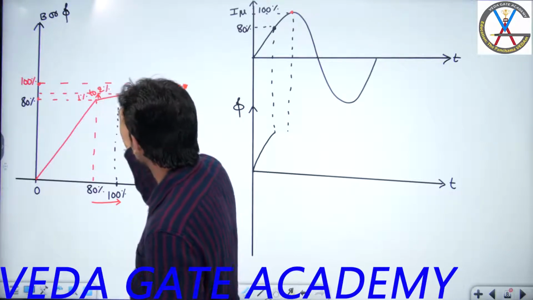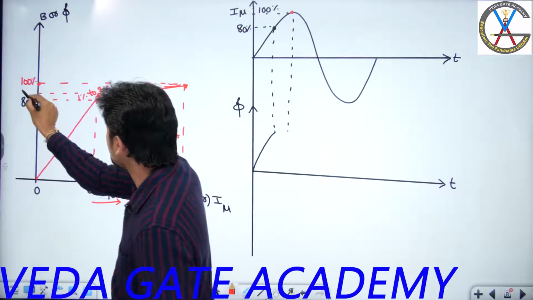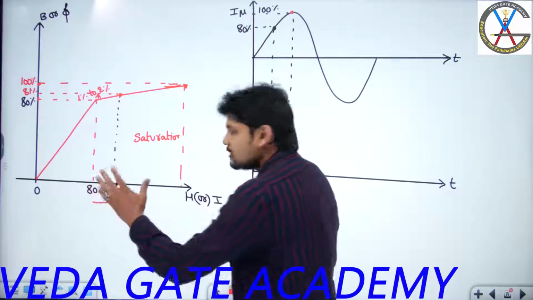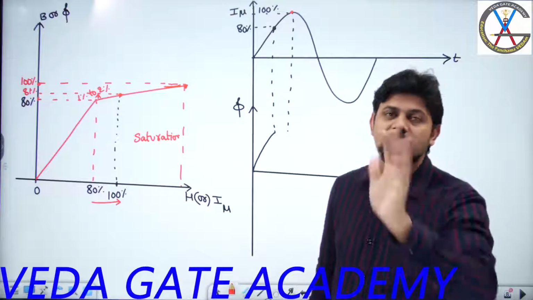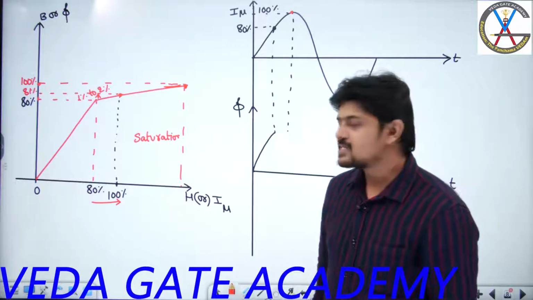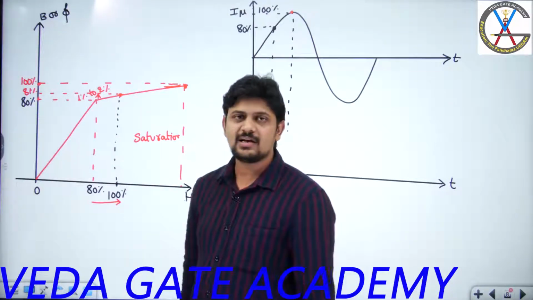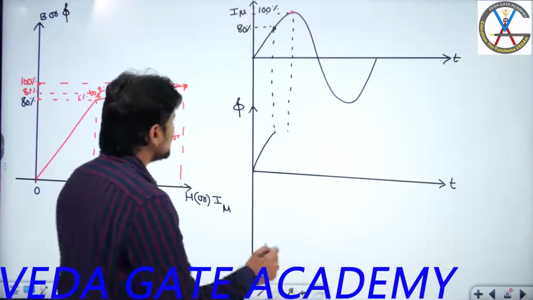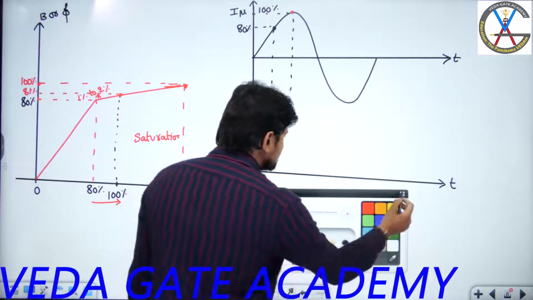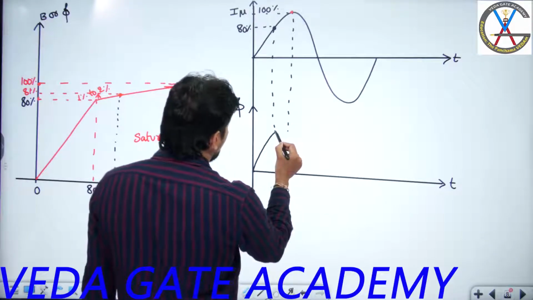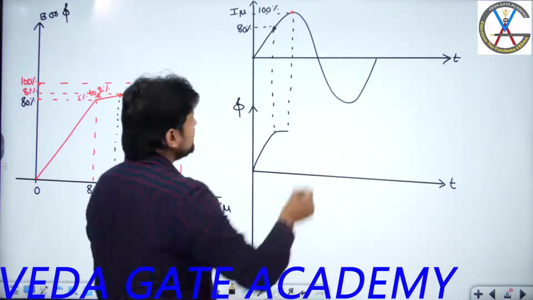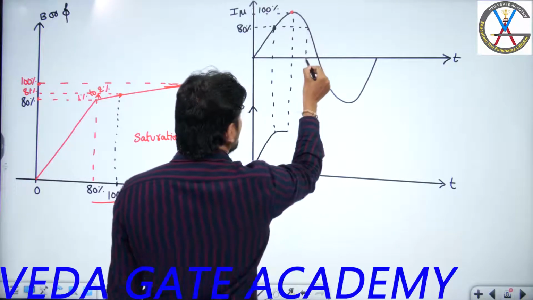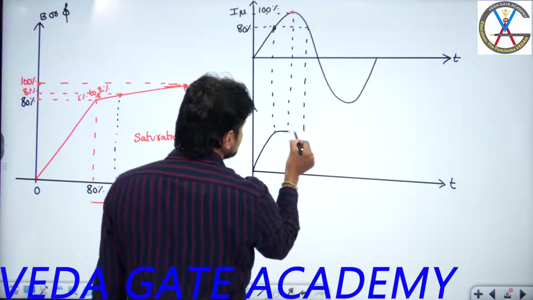That means I can say at this point the flux will be around 81%. So if the current increased by 20%, the flux may increase by almost 1%. That means from 80 to 81% is an increment of only 1%. If I neglect that 1%, I can say that the flux will be almost constant. Even from 100 to 80% also, again the flux will be almost constant.